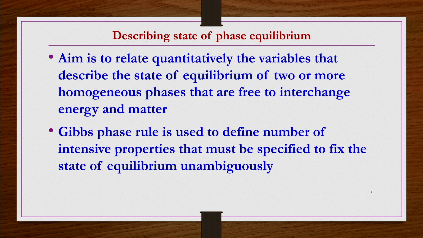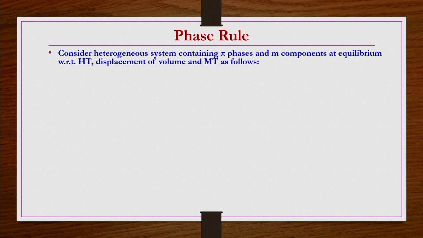The Gibbs phase rule is used to define the number of intensive properties that must be specified to fix the state of equilibrium without any ambiguity. So, what is this Gibbs phase rule? This we have to first see. Then how to find out how many intensive variables have to be fixed in order to define the state of equilibrium without any ambiguity, that we are going to see in this Gibbs phase rule. Let us consider a heterogeneous system containing pi number of phases and m number of components at equilibrium with respect to the heat transfer, displacement of volume and mass transfer, as follows.